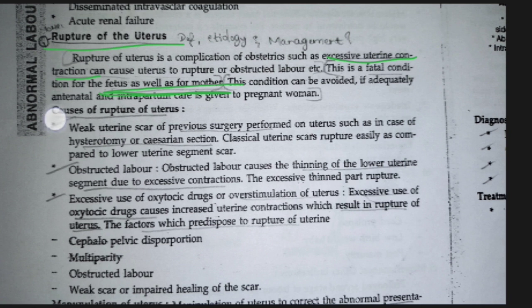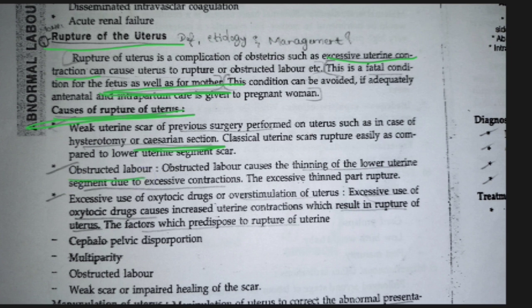Now, what are the causes of rupture of uterus? If there are any previous scars because of a C-section, meaning the previous delivery was a C-section, or a previous operation, because of that there is a scar and it is not fully healed. Because it is not fully healed, the uterus will be very weak, and this can lead to rupture of uterus. And next, obstructed labor.